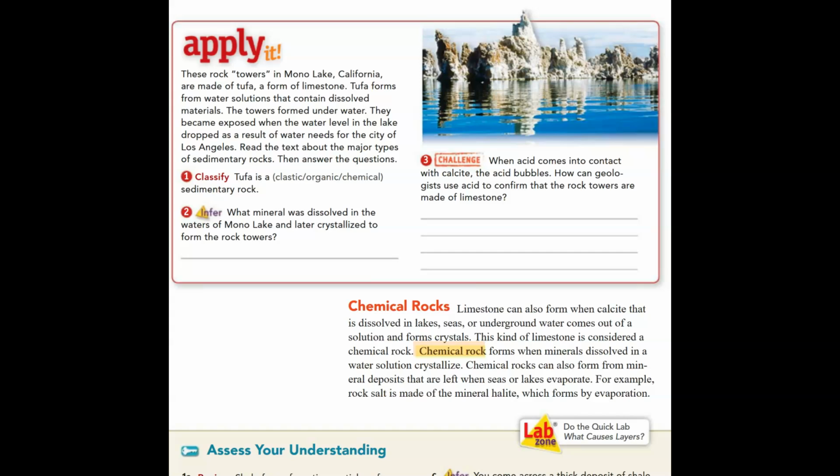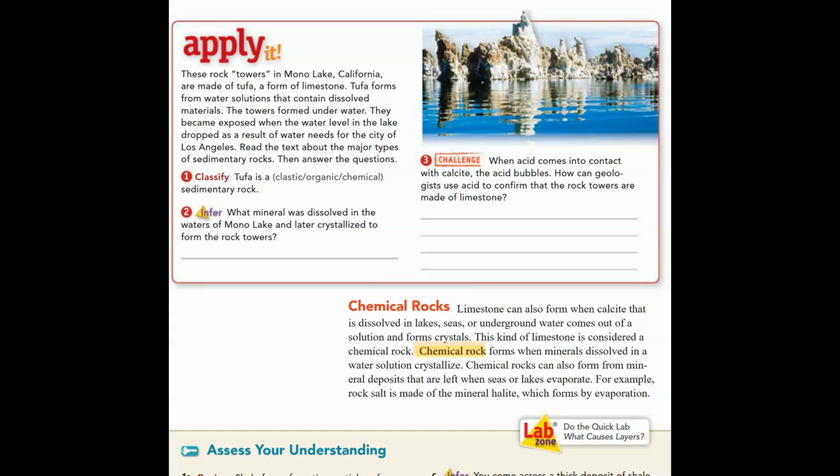Hey, what do you think? What mineral was dissolved in the waters of Mono Lake and later crystallized to form the rock towers? Ooh, it's an inference, kind of a hard one. Well, it says it's made of tufa, a form of limestone, and we know that limestone is calcite dissolved in lakes. So, in order to create these, calcite had to happen.